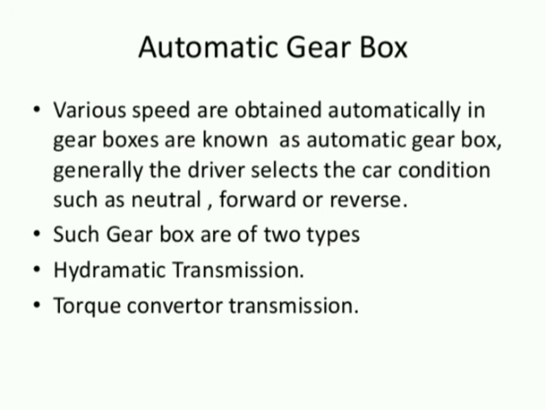Automatic gearbox. Various speeds obtained automatically in gearboxes are known as automatic gearbox. Generally, the driver selects the car condition such as neutral, forward, or reverse. Such gearboxes are of two types: automatic transmission or converter transmission.